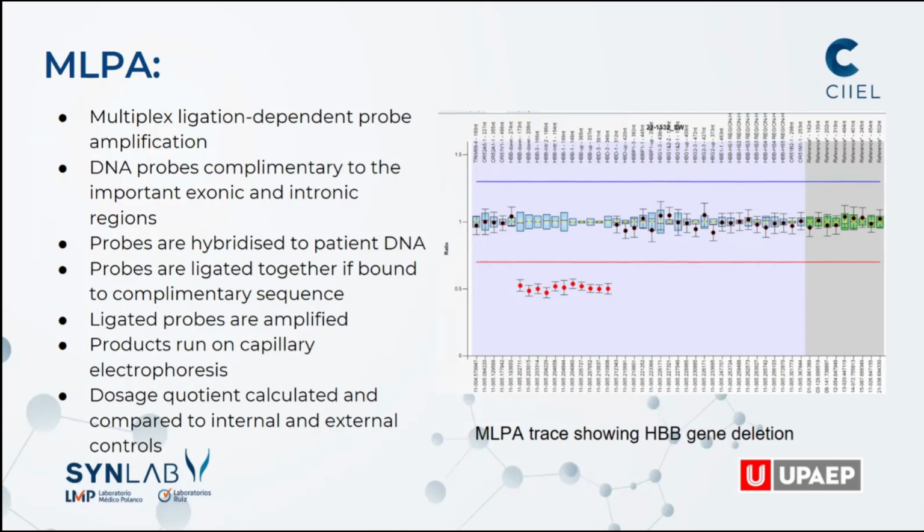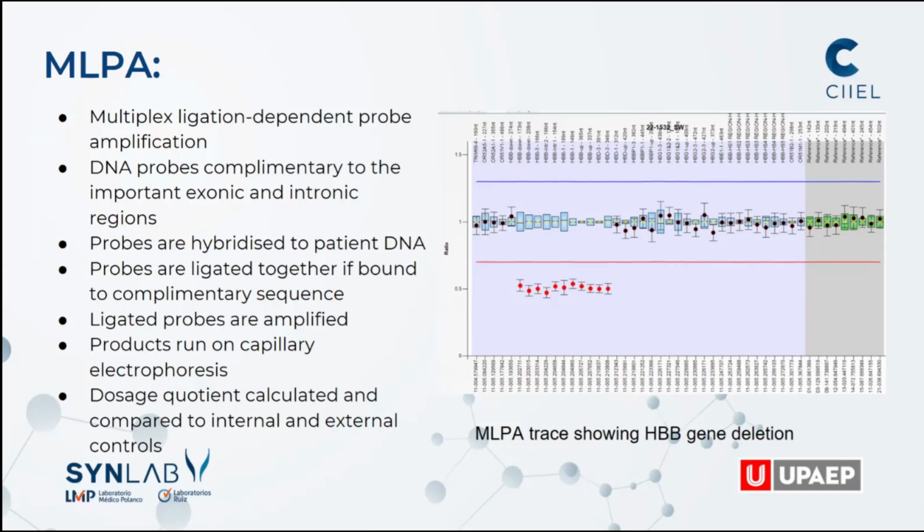So this is multiplex ligation dependent probe amplification, where you have DNA probes designed complementary to your sequence of interest. In this example, this is a beta globin MLPA trace. So you'd have probes complementary to each of the exons and intronic regions of the beta globin gene. The DNA probes are then hybridized to your patient DNA, and the probes will only ligate together if they're bound to a complementary sequence. The ligated probes are then amplified by PCR, and again, products run out on a capillary electrophoresis machine.